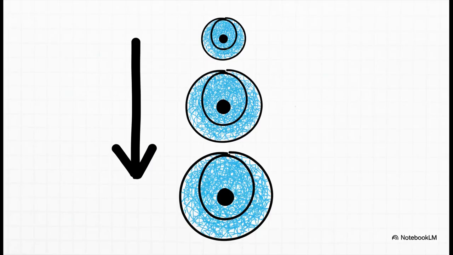Okay, so that's going across. But what about going down a column? Well, here, the trend completely flips. Every single time you move down one step, you're adding a whole new shell of electrons, a completely new energy level. That extra layer is a massive jump in size, making the atom way, way bigger.